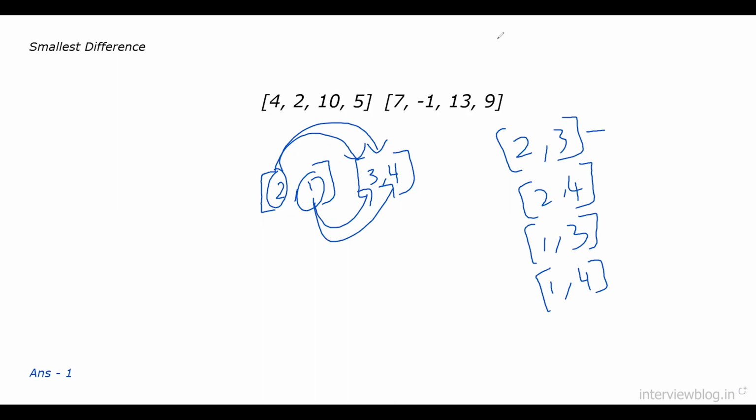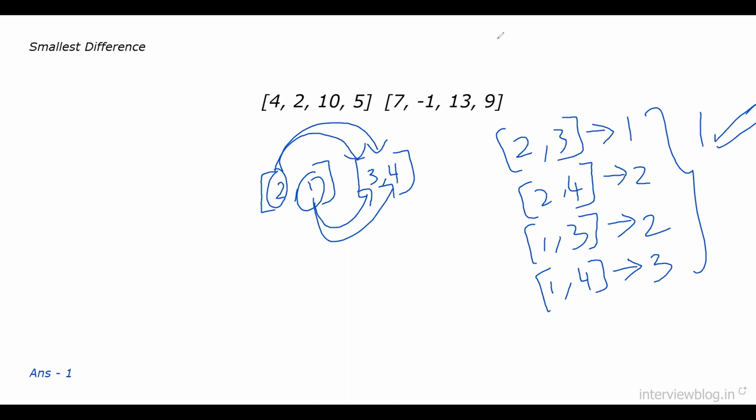So the absolute difference between 2 and 3 would be 1, and the absolute difference between 4 and 2 would be 2. The absolute difference between 1 and 3 is 2, and the absolute difference between 1 and 4 is 3. And the minimum of these differences is 1. Hence, I'll be returning this 1 as my answer.